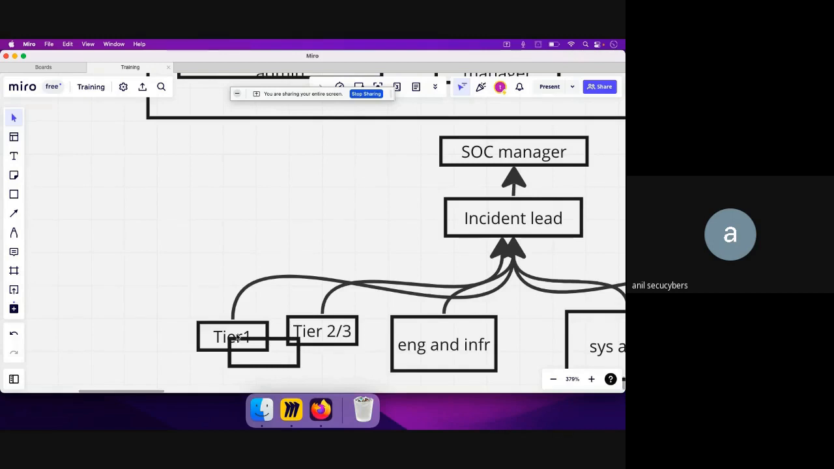So let me discuss a bit more about this tiered SOC architecture. So give me 1 second.